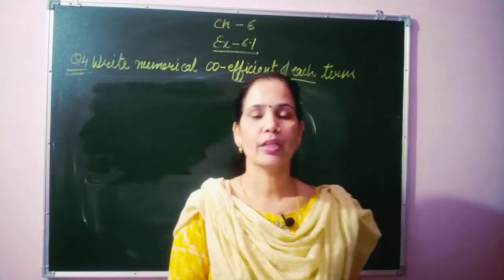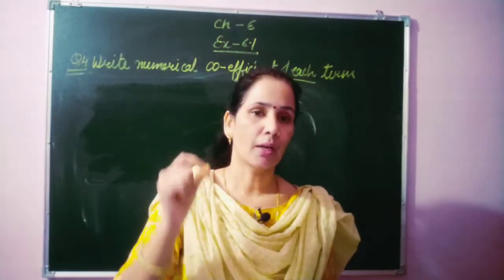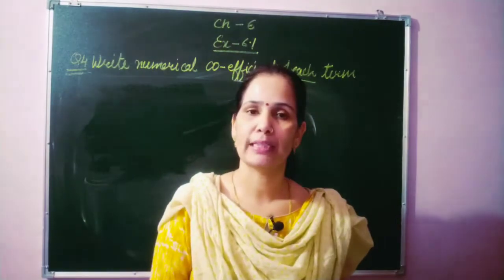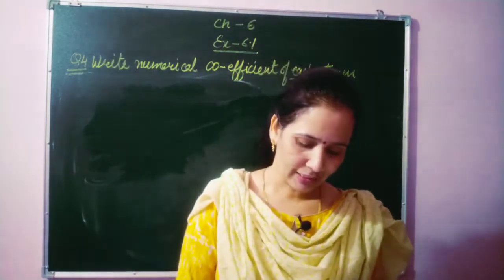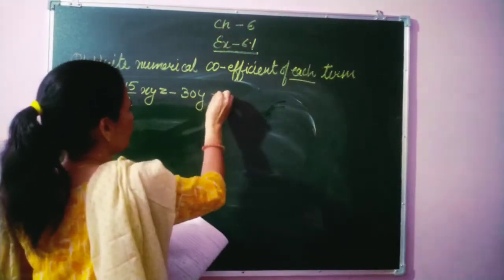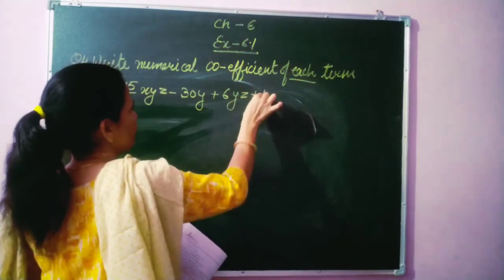And students, whenever we write the numerical coefficient, we will write the number along with its sign. For example, if the number is negative, then we will write the negative sign also. So let's discuss this more. Take the first part. The first part is minus 15 by 2 xyz minus 30y, then plus 6xyz and at the end 4.